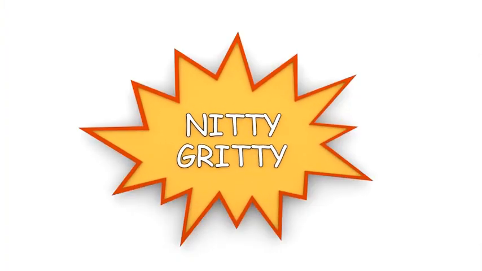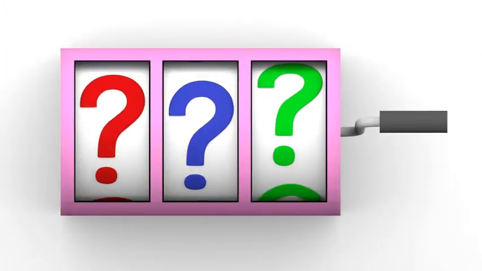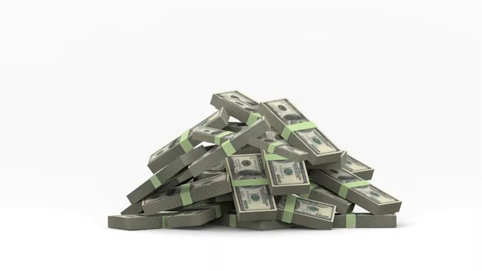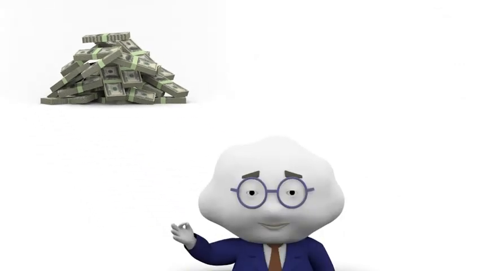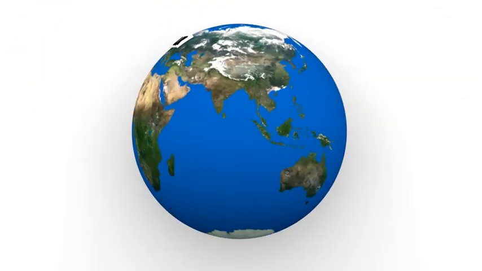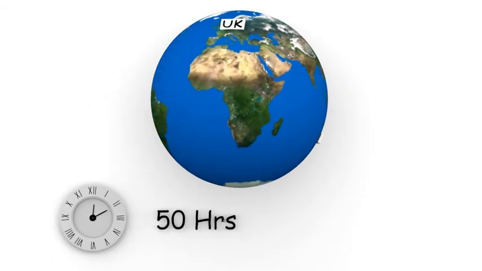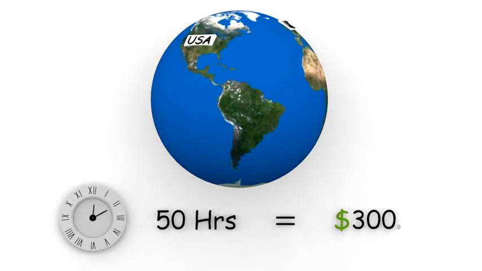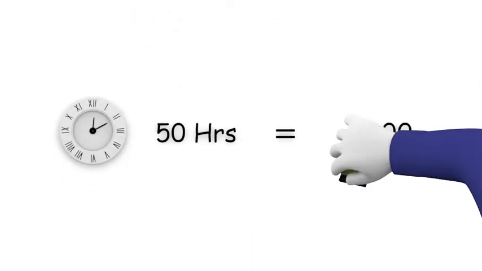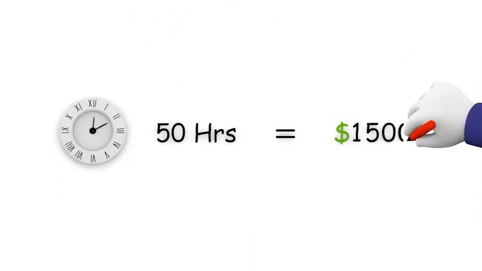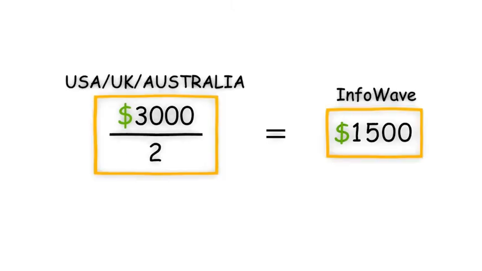Now let's get to the nitty-gritty. What is the math? How much money will you save by working with InfoWave? It's simple, really. You give a company in the United States, UK, or Australia an HTML5 project for 50 hours or so, they will set you back $3,000 or more. Those same hours will cost roughly $1,500 or less than half with InfoWave.